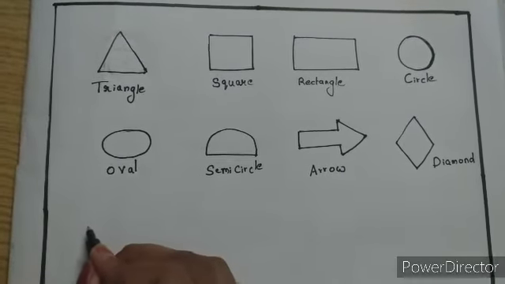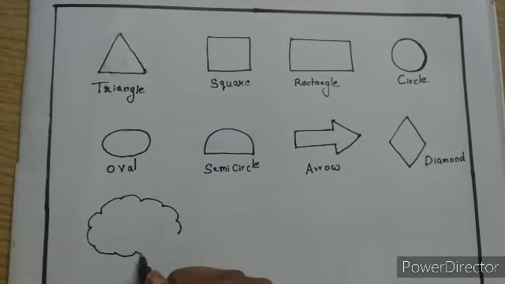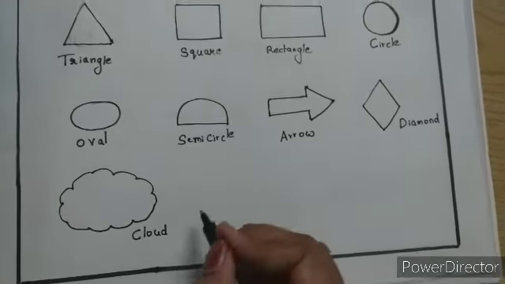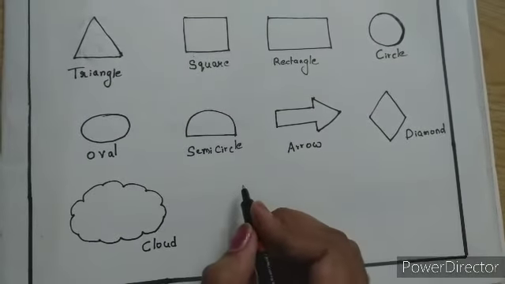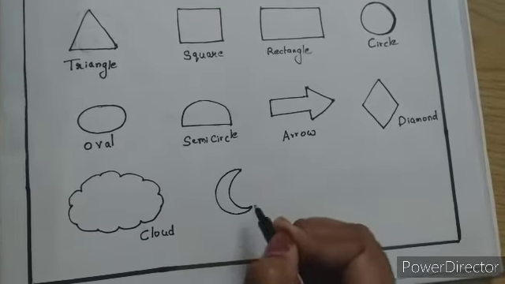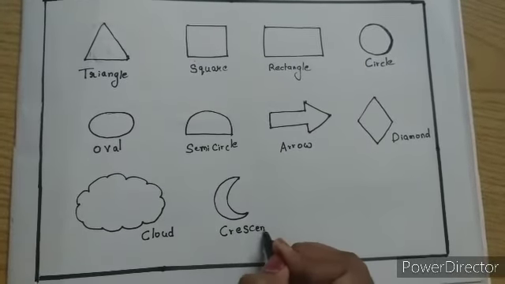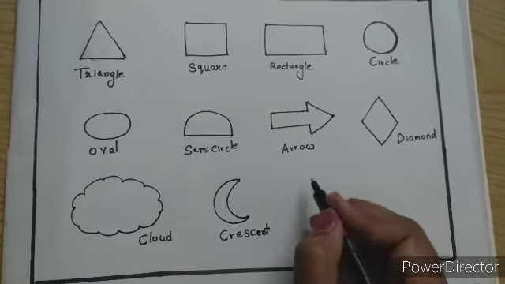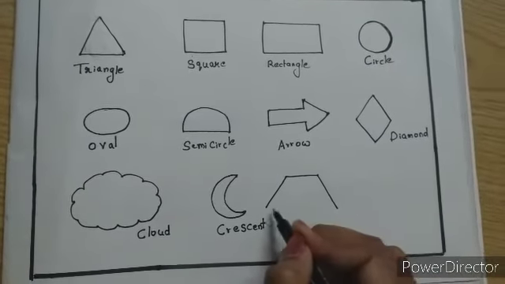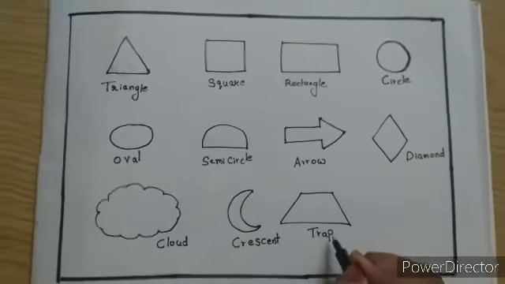Next shape, see children, what is this? Cloud. This cloud shape. Next one, what is this? Crescent. It is. Okay, children, draw carefully. All of you draw with pencil.